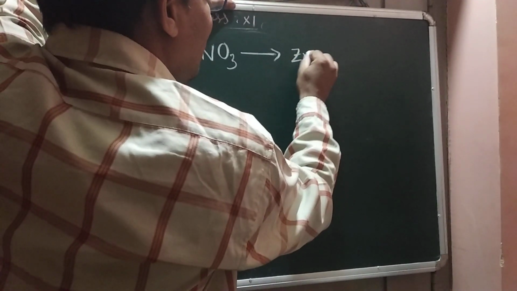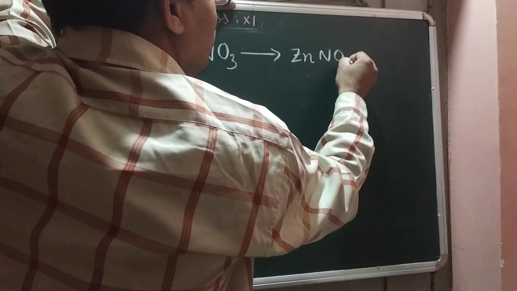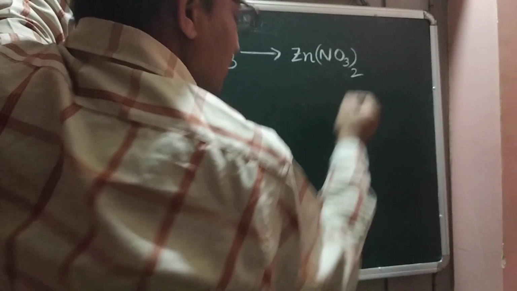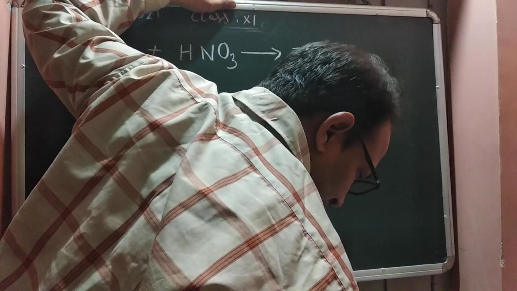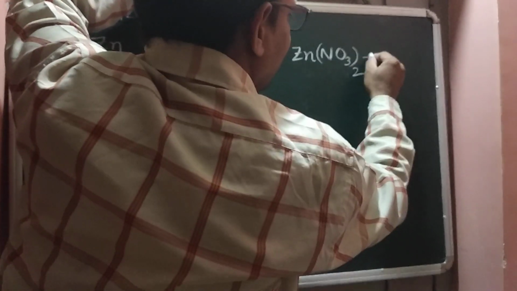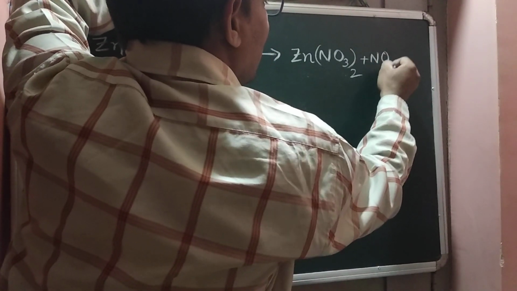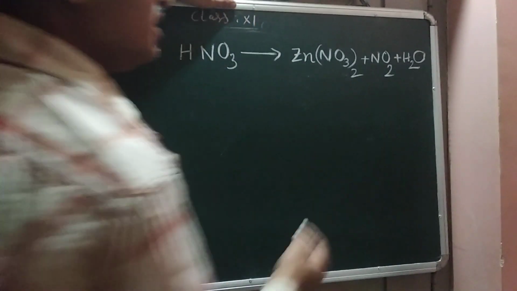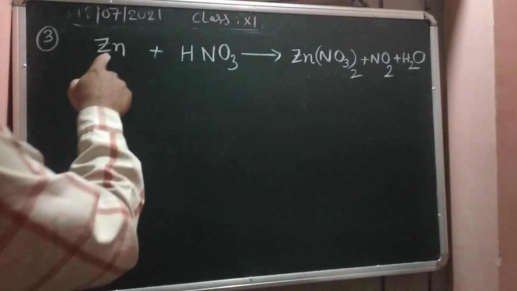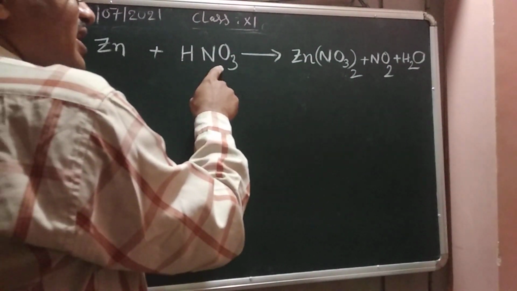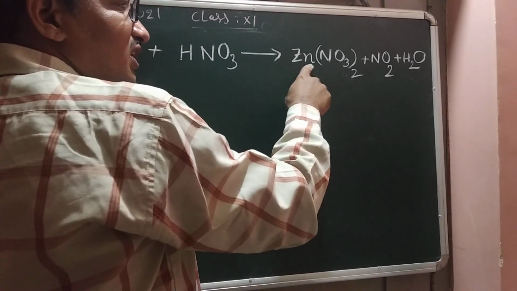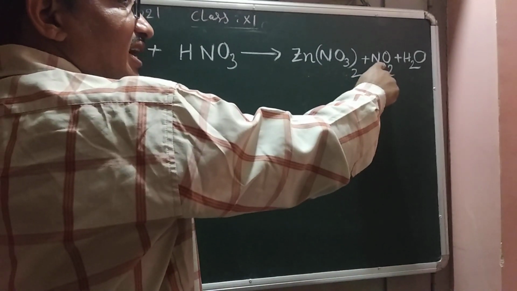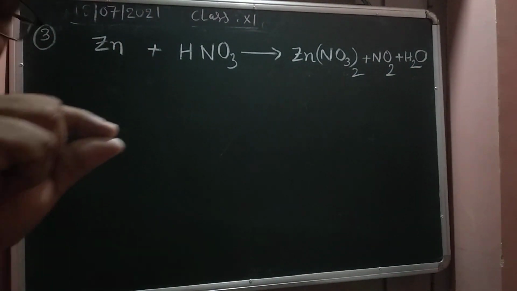Zinc nitrate symbol Zn(NO3)2, zinc nitrate and nitrogen dioxide. Nitrogen dioxide formula NO2 and water H2O. This is the statement they have given. When zinc reacts with concentrated nitric acid, it forms zinc nitrate, nitrogen dioxide and water. This is in the form of a statement they have given, children. I have written the skeleton equation.